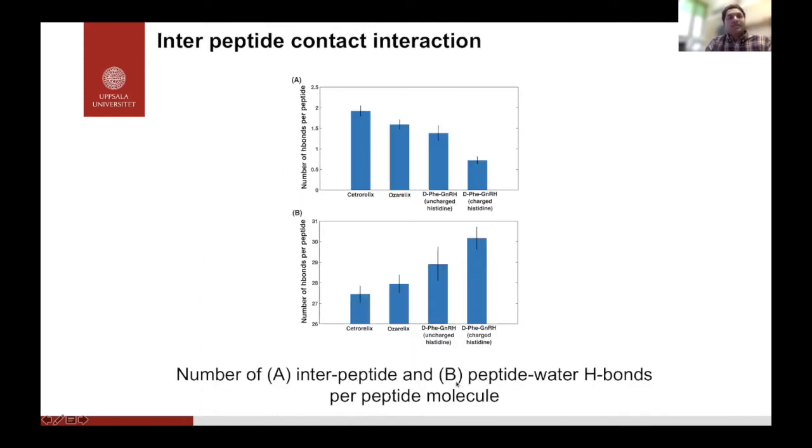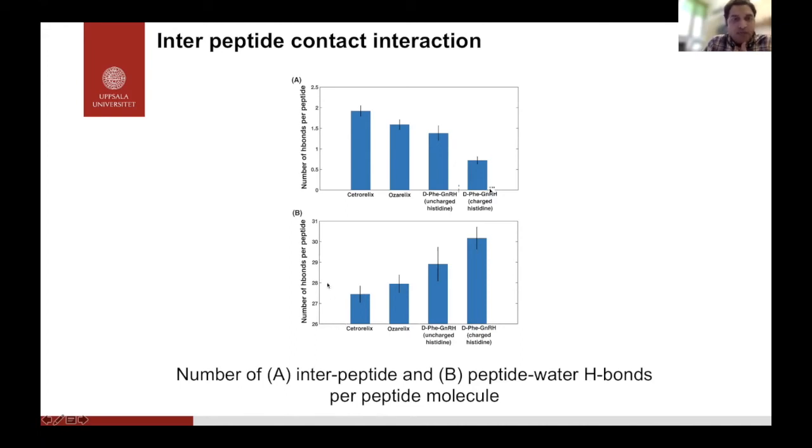And then we can see a similar pattern in the number of hydrogen bonds per peptide. It follows a similar structure, like the interpeptide hydrogen bonds, when two peptides are in aggregates and form hydrogen bonds between them. They also follow a similar trend, with cetrorelix being the highest and diphenyl GnRH with charged histidine being the lowest.